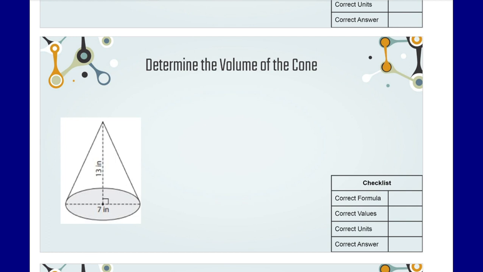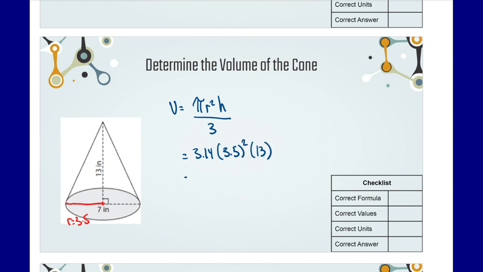Looking at a cone, again going to our formula sheet, volume equals pi r squared h divided by 3. So 3.14 times our radius. Again, our radius in this case is half of the diameter. So half of 7, our radius is 3.5. So 3.5 squared times our height, which is 13. 3.14 times 3.5 squared times 13. Forgot to divide, and we still have to divide by 3.